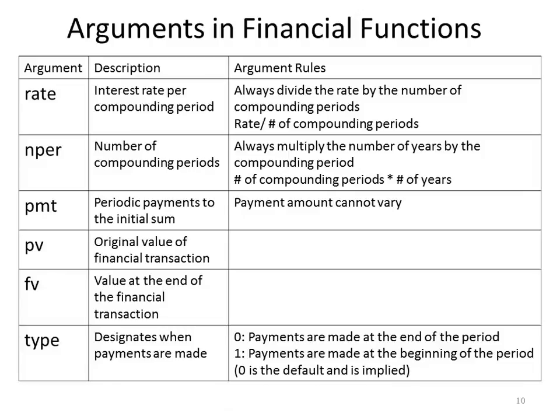And the type argument designates when payments are made. If you put a 0 in for the type, we will assume that payments are made at the end of the period. If you put a 1 in, we will assume that payments are made at the beginning of the compounding period. For this class, 0 is the default, and we will always assume that payments are made at the end of the period unless I tell you specifically that they are made at the beginning.